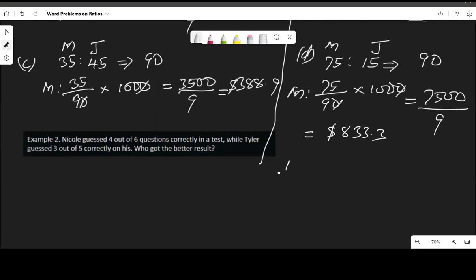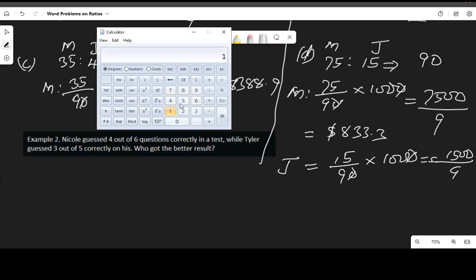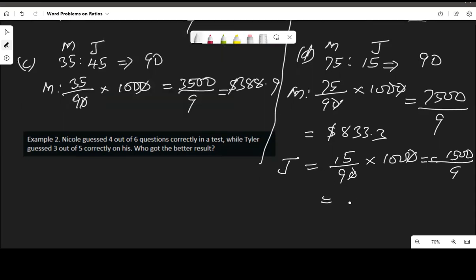Jones's share will be 15 over 90 times $1,000. Zero cancels zero. So we have 1500 divided by 9. 1500 divided by 9 is approximately 166.67. That brings us to the end of that question.